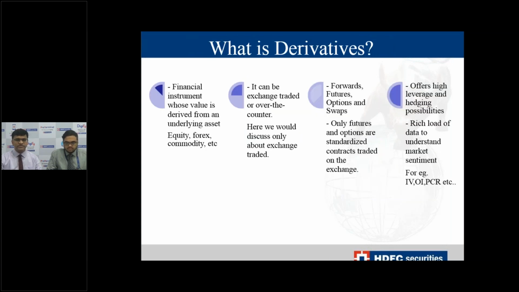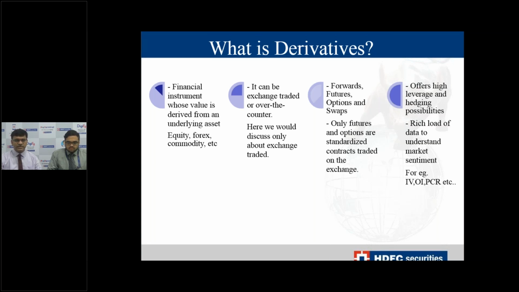Now, what are derivatives? Basically, a derivative is a financial instrument whose value is derived from an underlying asset. So this asset could be an equity index, or it could be a commodity or a forex currency. And these contracts are exchange traded or over the counter. Today we will be discussing exchange traded contracts. In the exchange traded contracts, we have the futures and the options contracts. And these contracts offer high leverage and hedging possibilities.